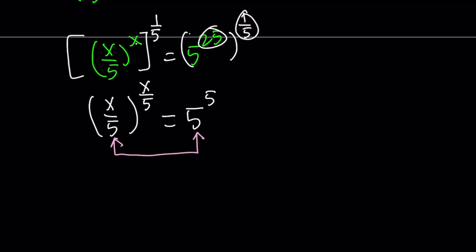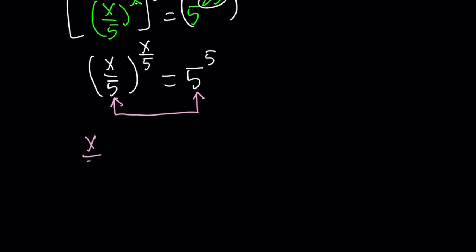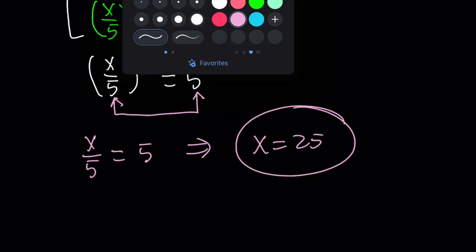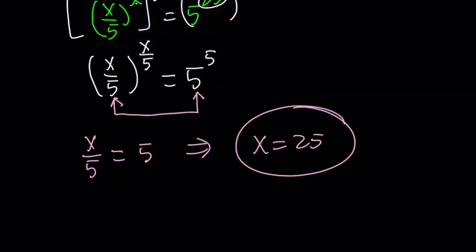Anyway, so from here we can safely say that at least there is one solution for which x over 5 equals 5. And that means x equals 25. You probably already guessed that, I know. So the million-dollar question is, is this the only solution? And the answer is yes. Why? Let's go ahead and take a look at the graph of this function. That's going to give us some idea.